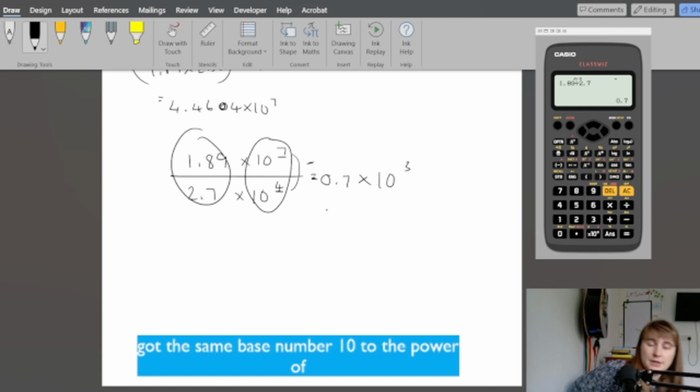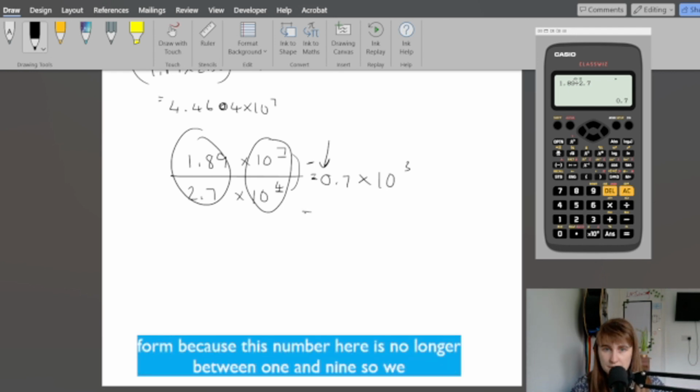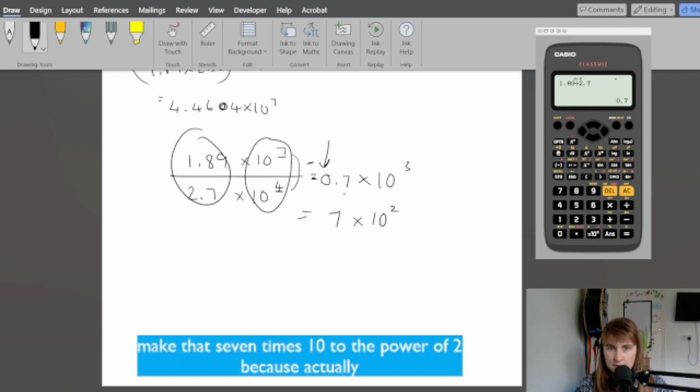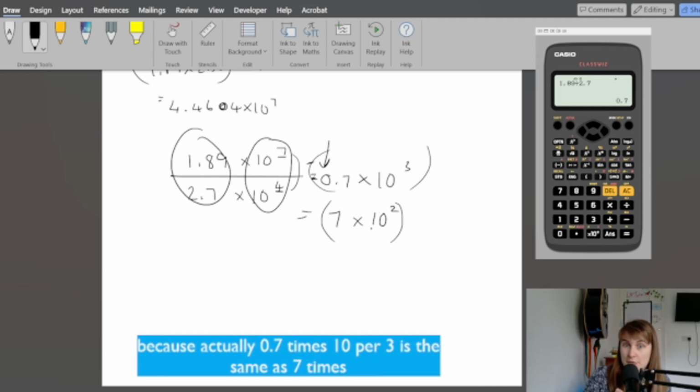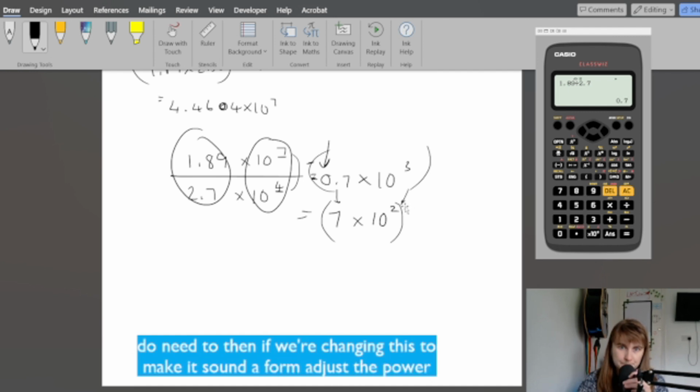Knowing that that's also something we have when it's got the same base number, 10 to the power of 3. Now, this isn't actually standard form because this number here is no longer between 1 and 9. So we then have to shift that. So the only significant figure here is 7. So we're going to have to make that 7 times 10 to the power of 2, because actually 0.7 times 10 to the power of 3 is the same as 7 times 10 to the power of 2. So if we're changing this to make it standard form, we need to adjust the power accordingly.